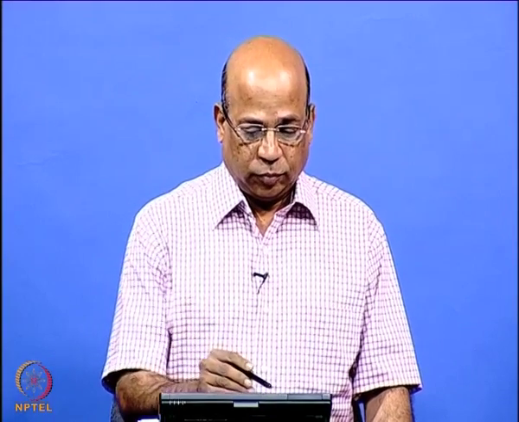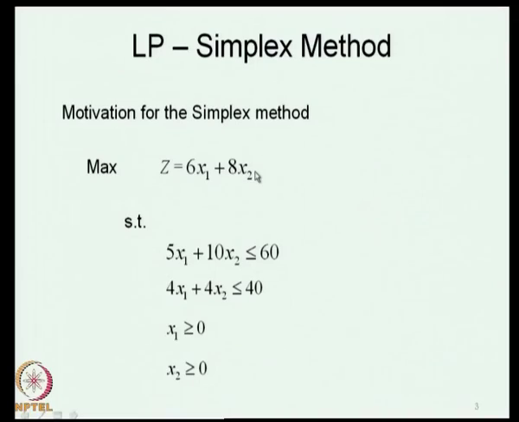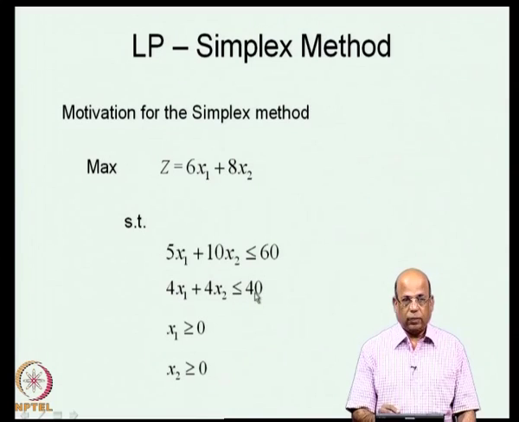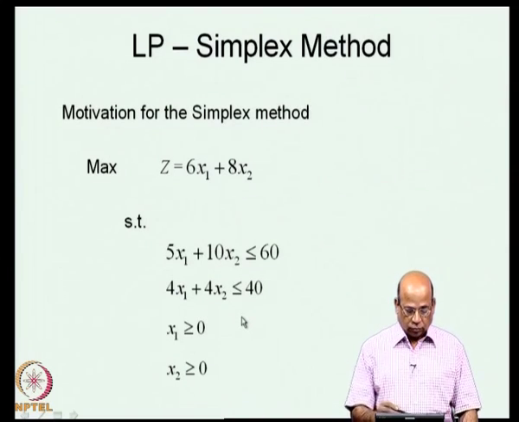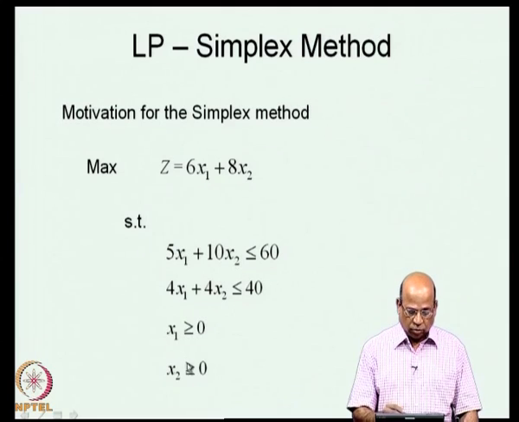So, let us consider this problem which I introduced towards the end of the previous lecture. We take maximize z equal to 6x1 plus 8x2 subject to 5x1 plus 10x2 less than or equal to 60, 4x1 plus 4x2 less than or equal to 40, and the non-negativity constraints x1 greater than or equal to 0, x2 greater than or equal to 0.